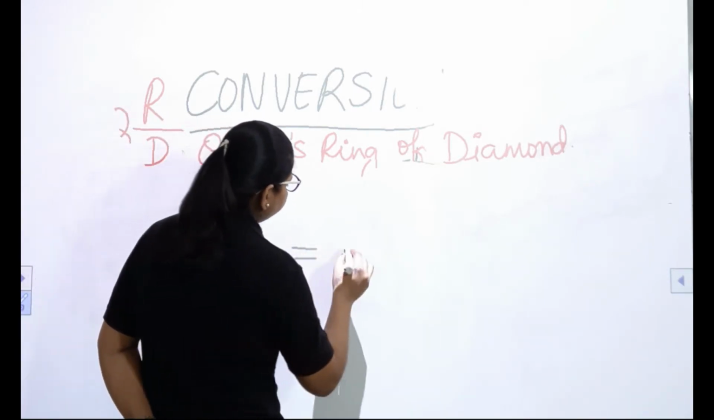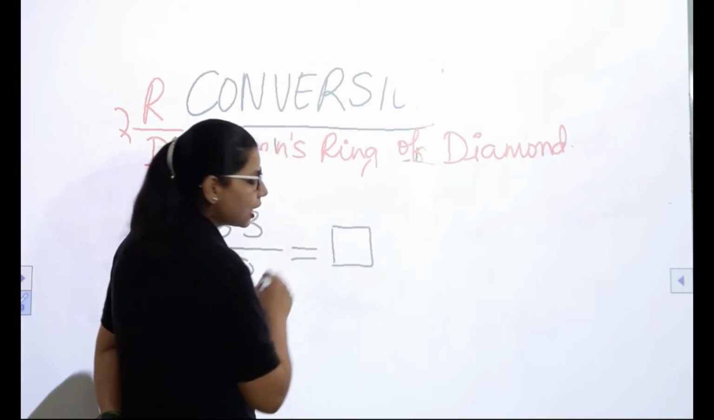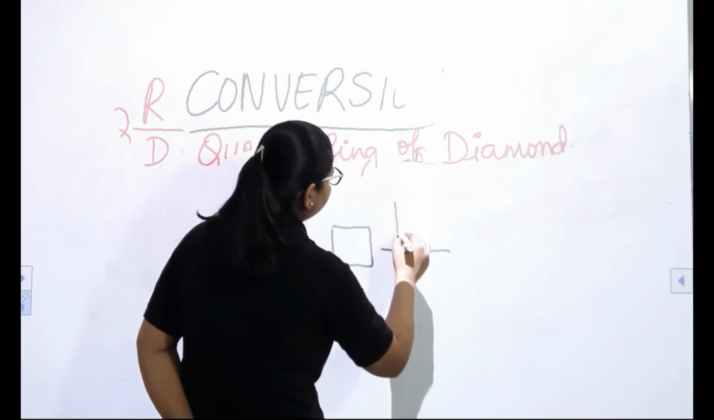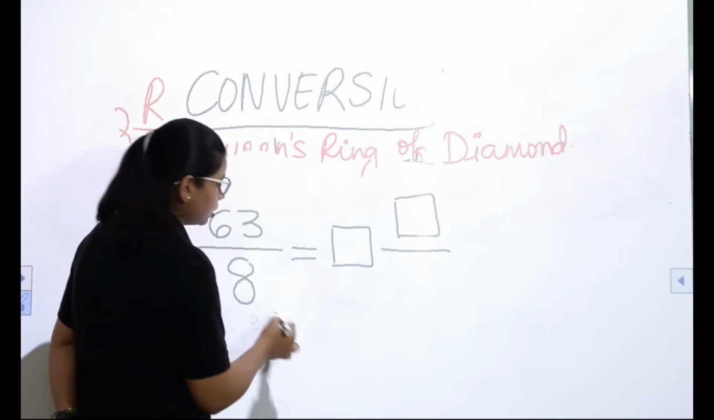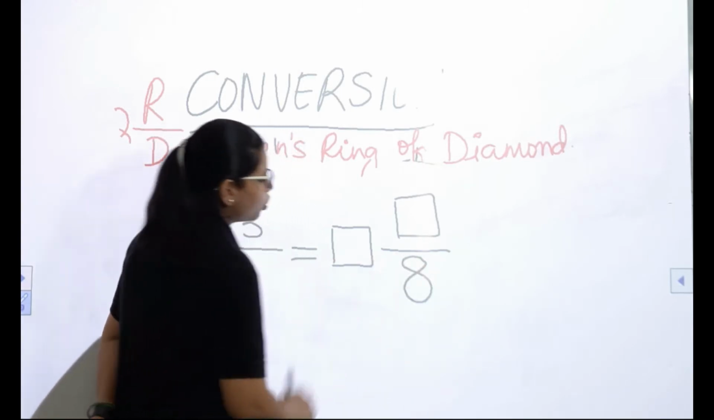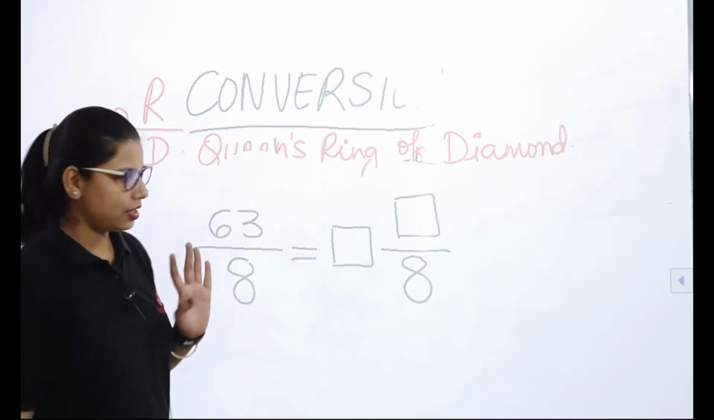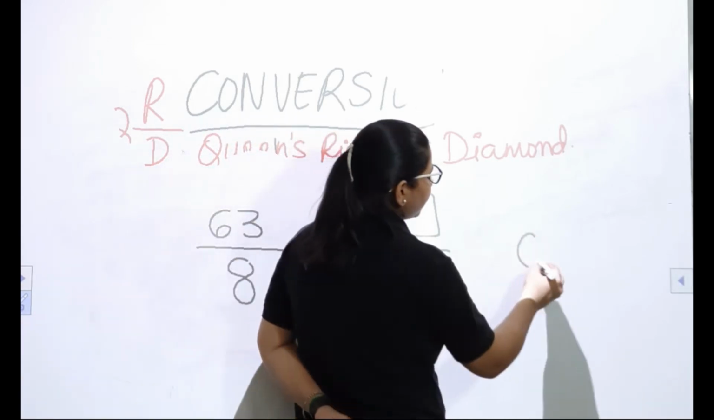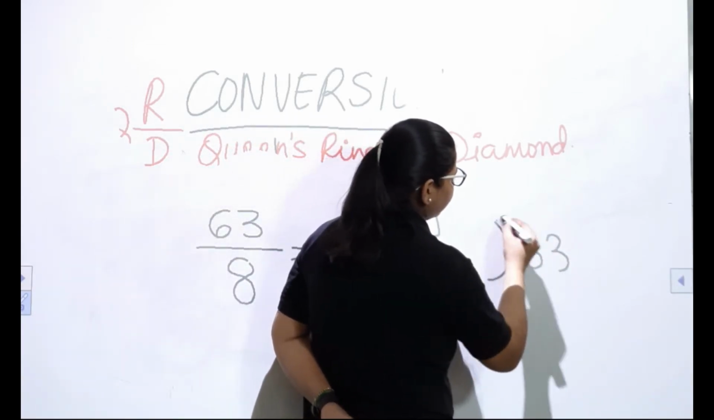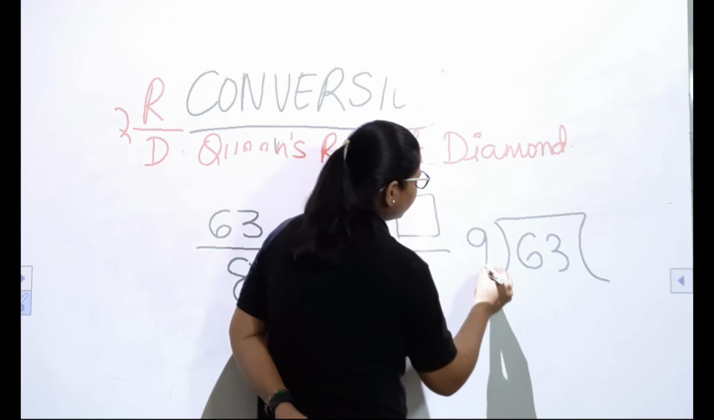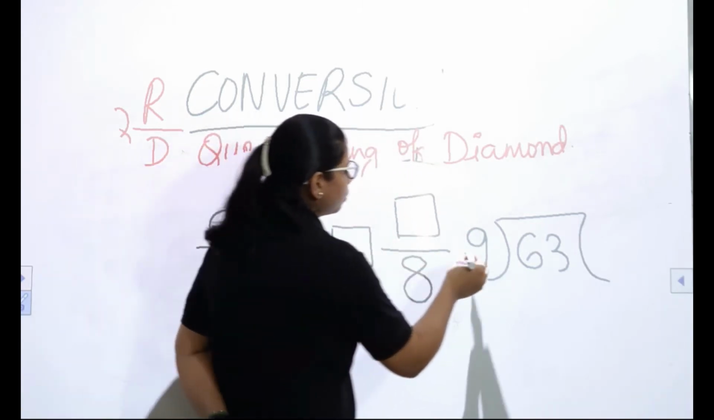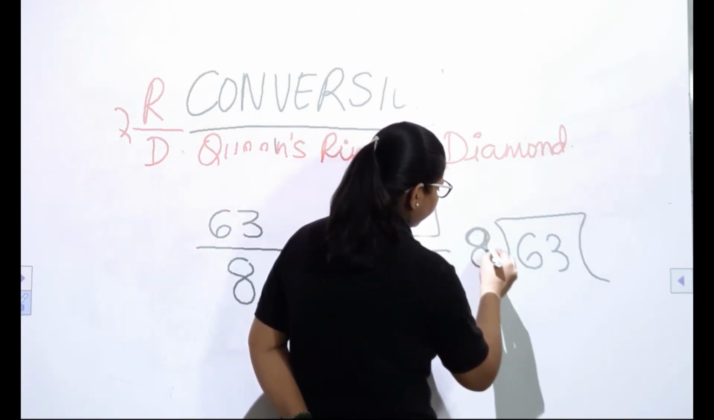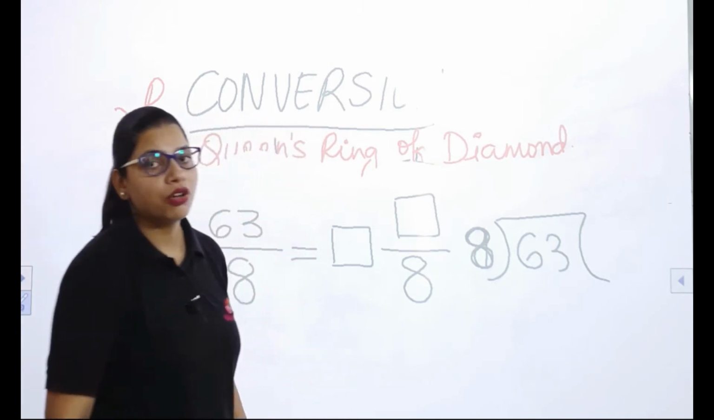So we know that queen comes here, ring comes here, but the diamond is 8 always. So we have written 8. Now the division process: 63 will go inside and 8 will go outside. Now, table of 8, not more than 63.